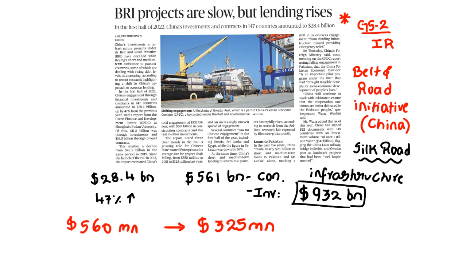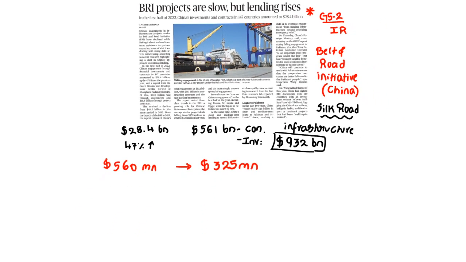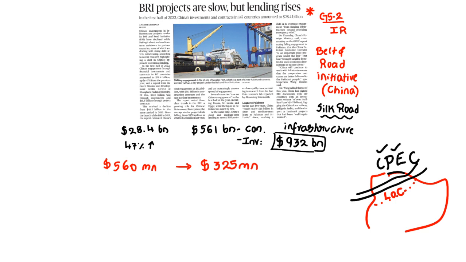Here see several countries, see Chinese engagement in the first half of the year has come down by more than 60%. The countries are Russia, Sri Lanka, Egypt and Pakistan. Clear? They are telling that Chinese investment has come down very drastically. Regarding Pakistan, this holds very great importance. Why? Because if you observe, take this is Jammu Kashmir and this is the LOC, line of control. The Chinese project, that is CPEC, is actually passing through this. Clear? This is CPEC, China Pakistan Economic Corridor. So the China Pakistan Economic Corridor is part of the BRI project.